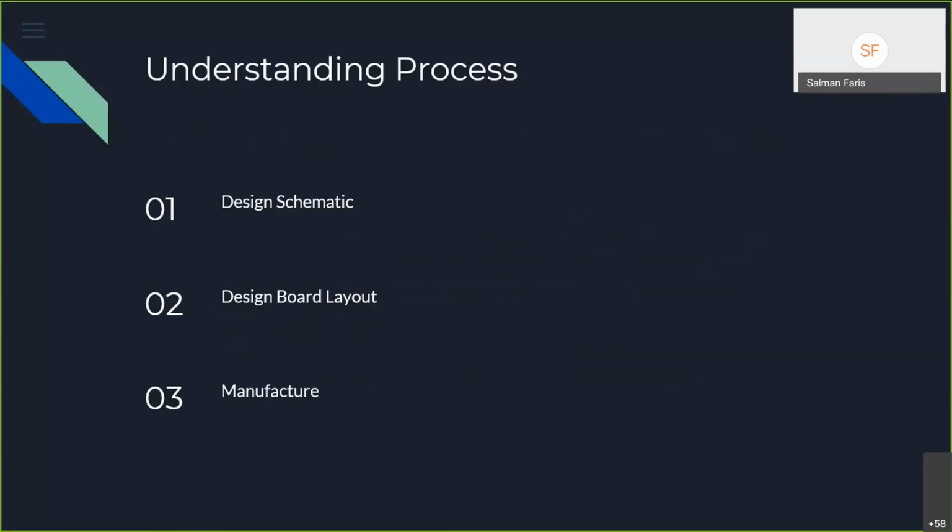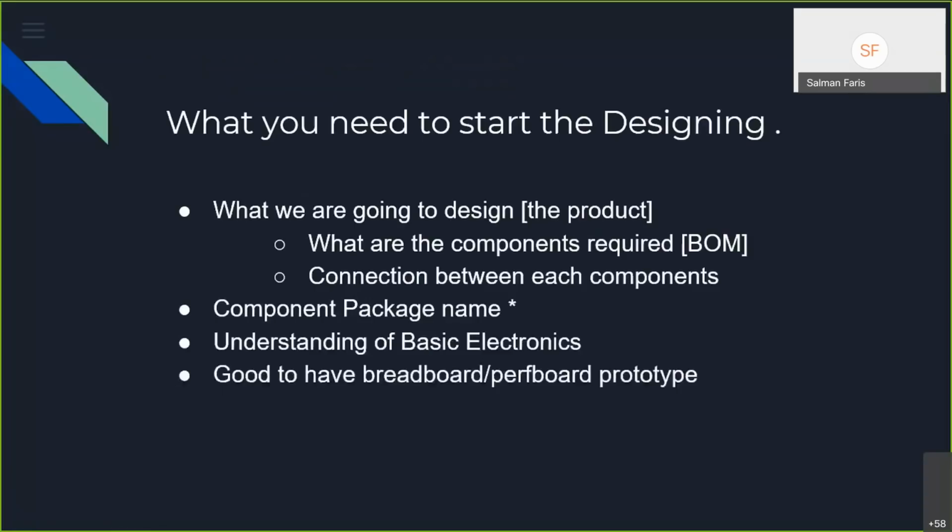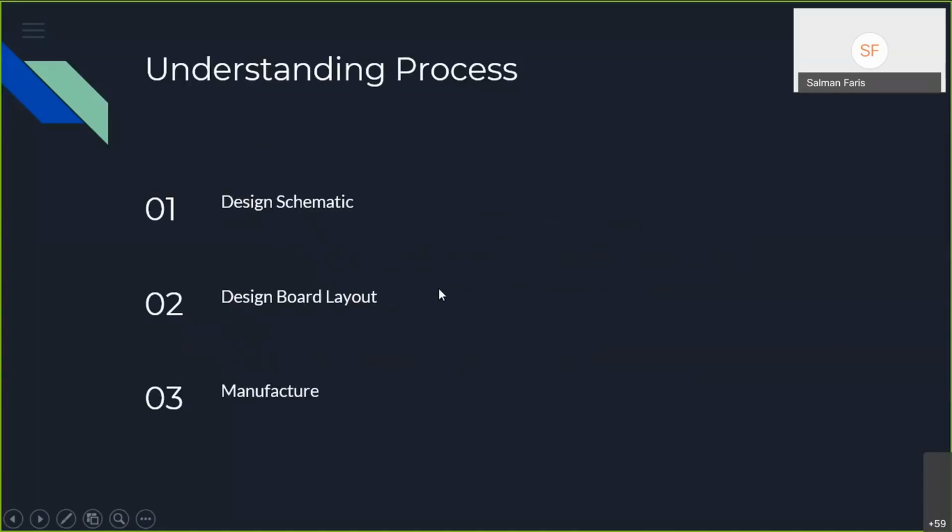So the design schematics is actually designing the logical connection between the components. The board is where we are making the physical board. The third step is the manufacture. Designing schematics and designing the board are very simple if you have the bill of material and you know the basics of electronics or the connection between each component. Okay, so we can get started.